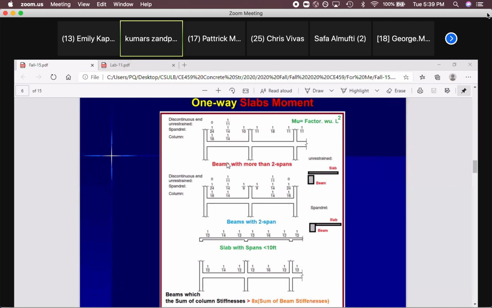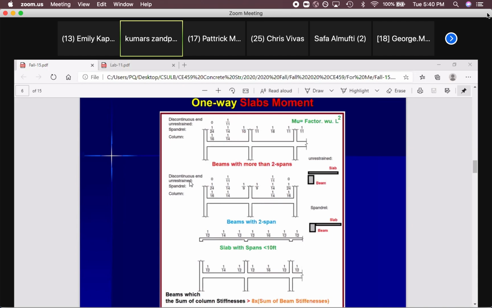And beams with more than 2 spans. If you have 2 spans, go with these factors. Unrestrained, like this, go with that. Other side, look at this 0, 1 over 11, because start and end is unrestrained. So no negative moment here for this case, no negative moment here at that case. But negative moment at midspan, because it's continuous, it can support negative moment at midspan.